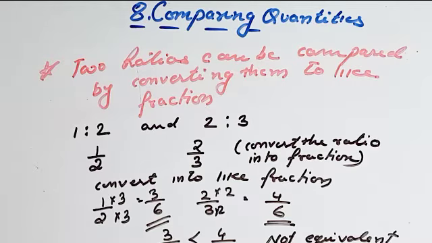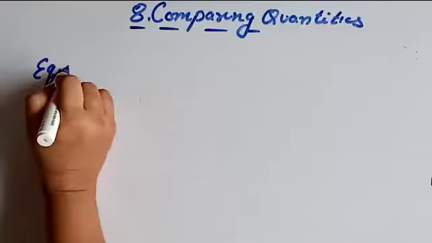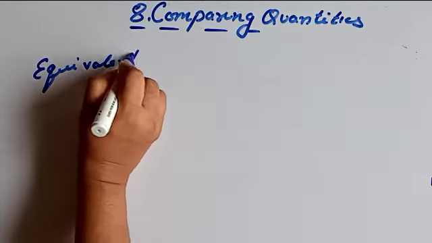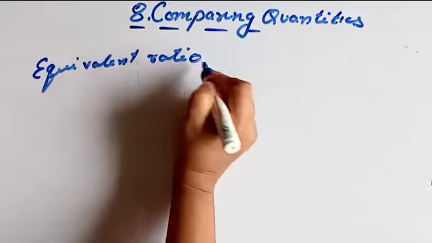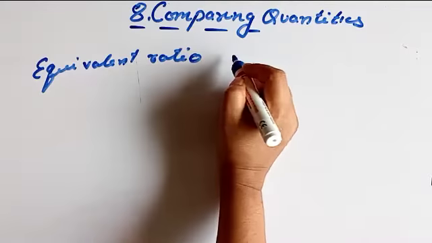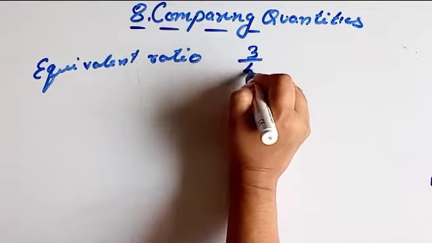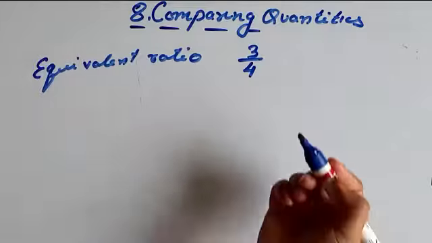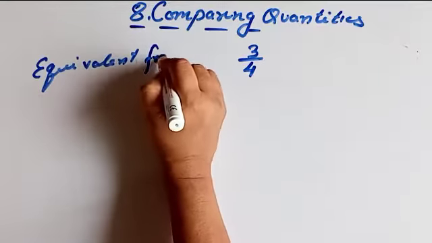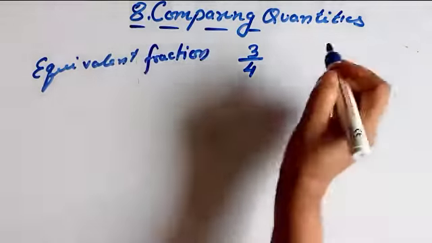Now suppose we take one more thing. If two fractions are equal, we say the ratios are equivalent. I will take an equivalent ratio. Suppose we take the fraction 3/4 and want to find an equivalent fraction.